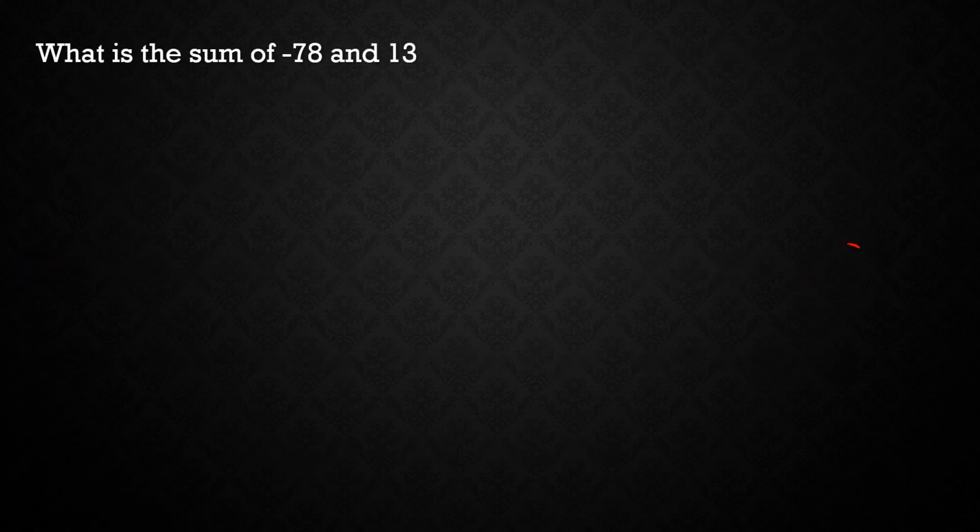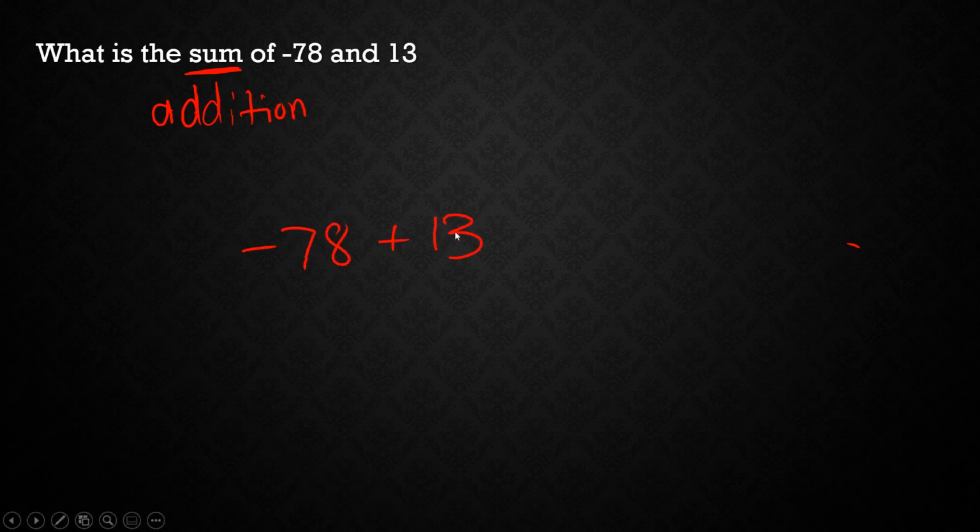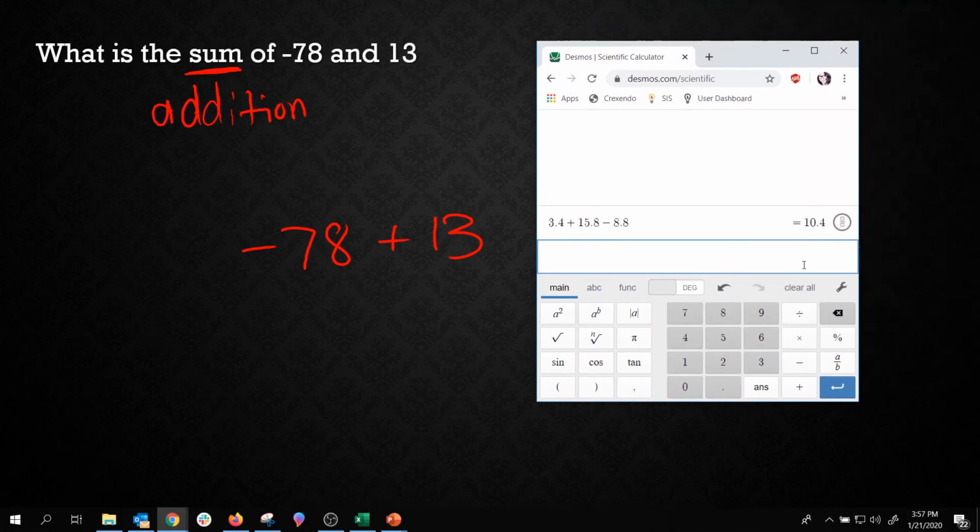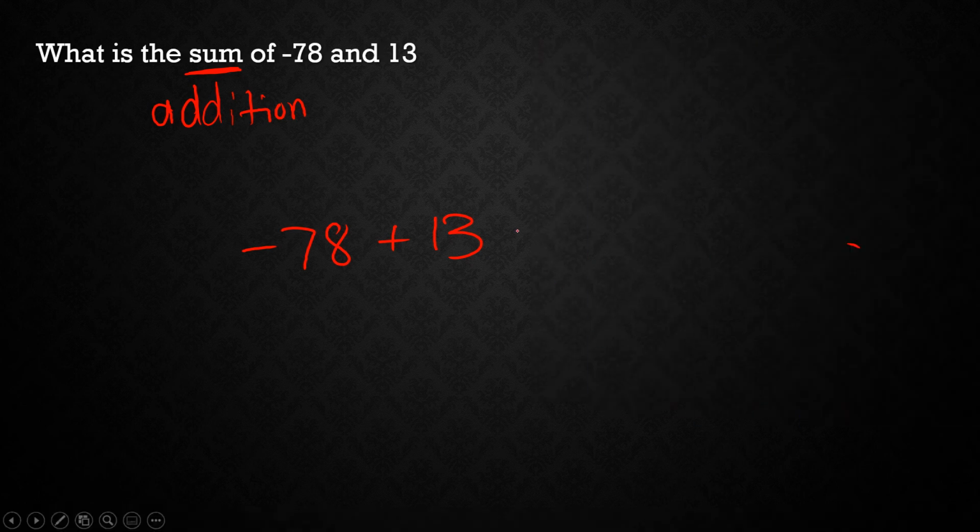Next one, what is the sum of negative 78 and 13? Well, sum means addition, so all I'm going to do is add those two numbers together. So negative 78 plus 13, and type it into my calculator. So negative 78 plus 13 is going to give me a negative 65. So my sum here is negative 65.